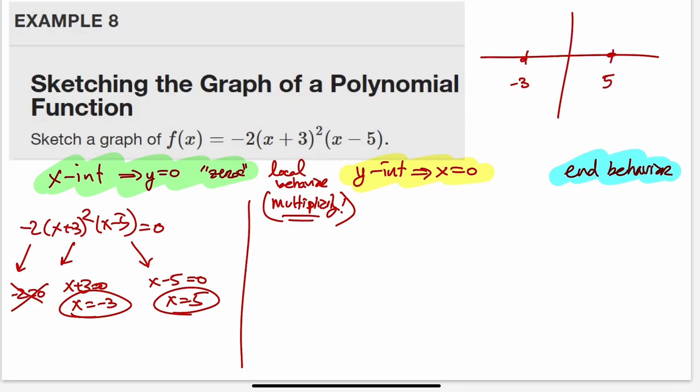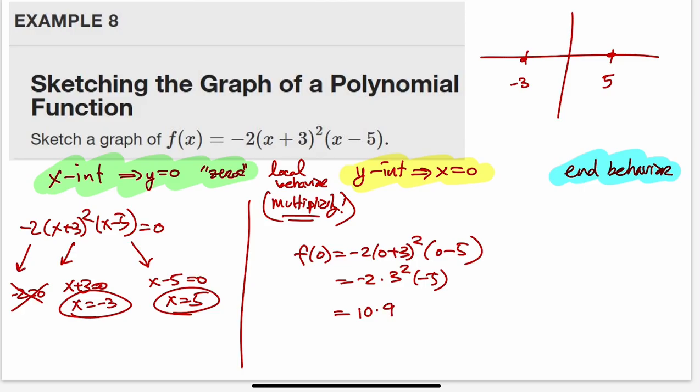But then the y-intercept is where x is equal to 0, so I plug in 0. I end up getting -2 times 3 squared times -5, which is what? 10 times 9, which is 90. So up here at 90, I have an output, right? That's my y-intercept.